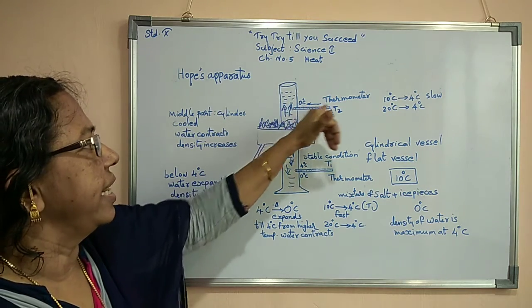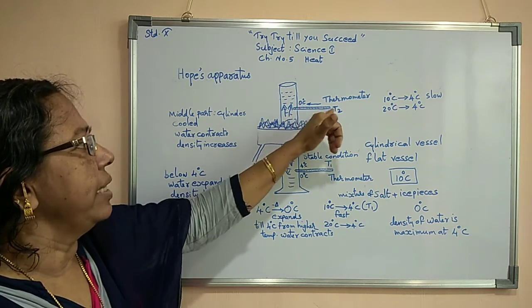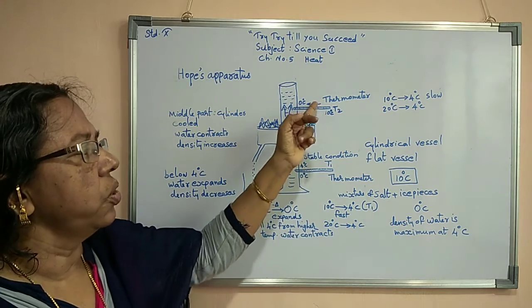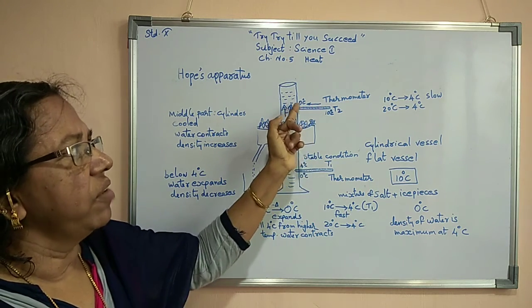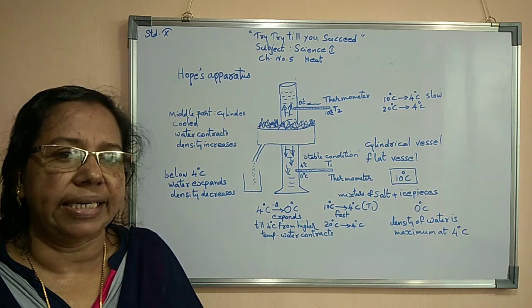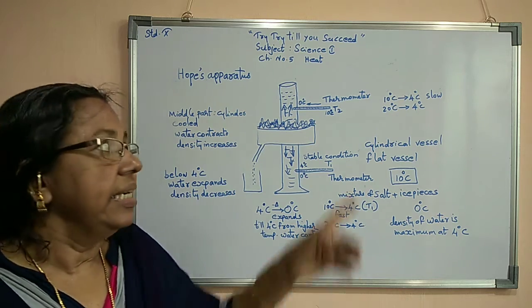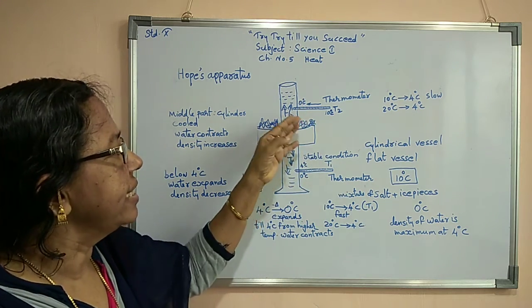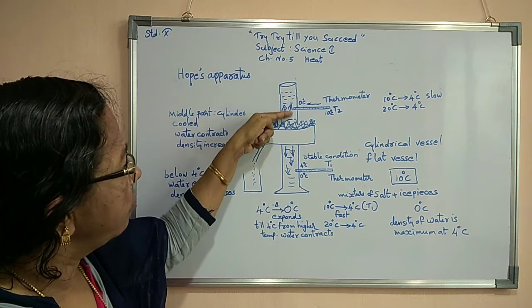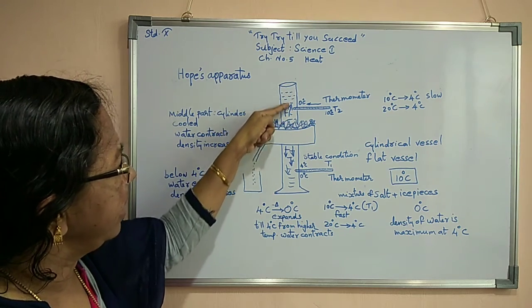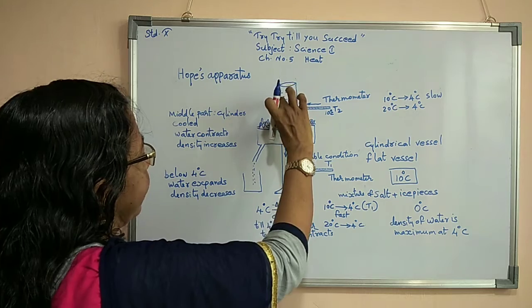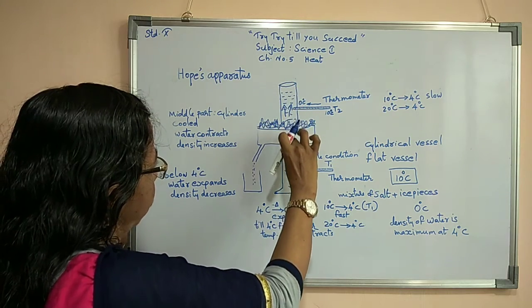Then you could see that this thermometer T2 started to show a very quick lowering of temperature till 0 degrees Celsius. Once its temperature became 0 degrees Celsius, this whole region became very low temperature, 0 degrees, and then it started to move downward.